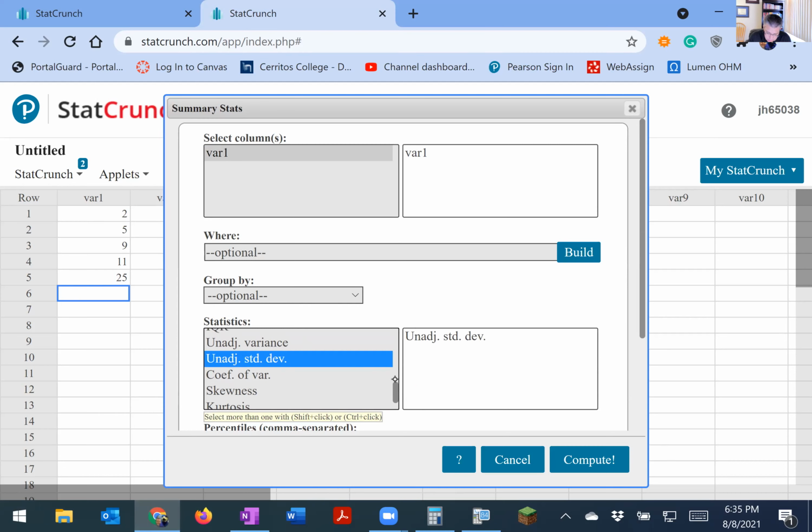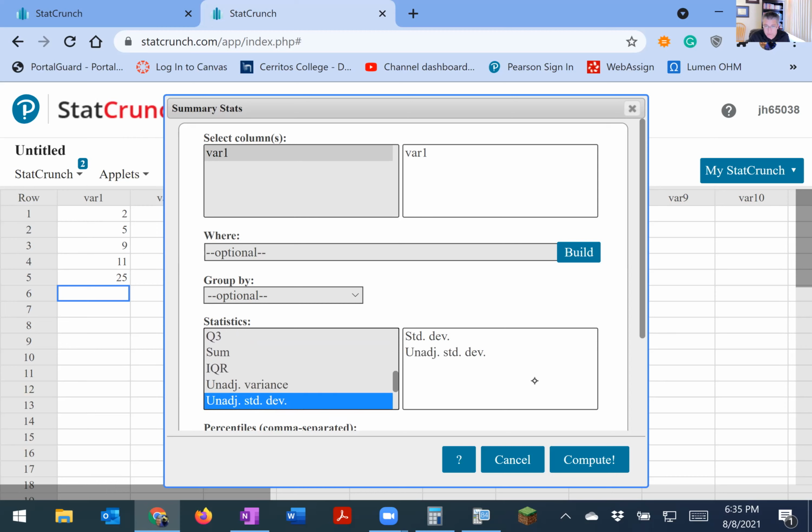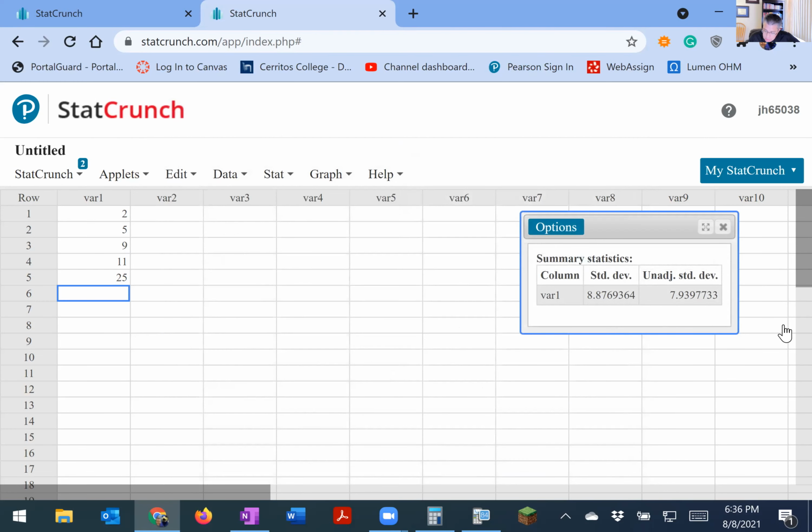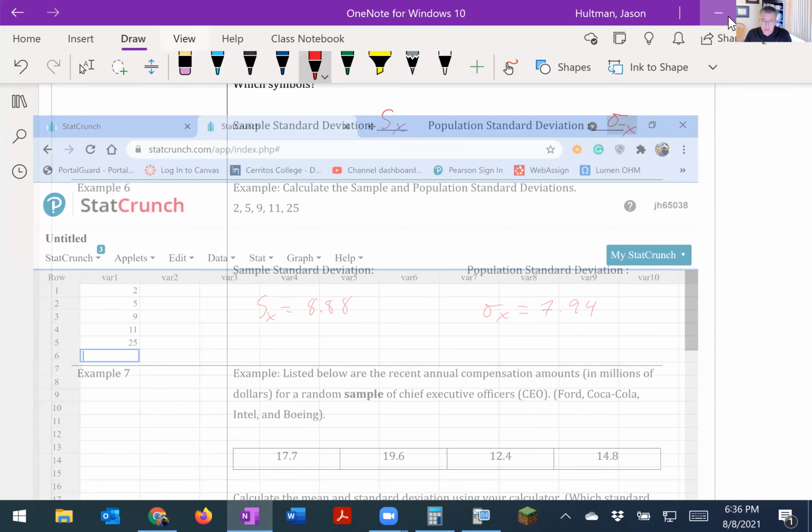I could also add the standard deviation. I think I have to hold down Control to do multiple ones. So I want unadjusted standard deviation. Yeah, I have to hold down the Control button on my keyboard. So that's going to give me standard deviation and then unadjusted. Unadjusted is population. So then I hit compute, and it computes what S sub x was, and it computes what sigma sub x is. Unadjusted is population, for StatCrunch.